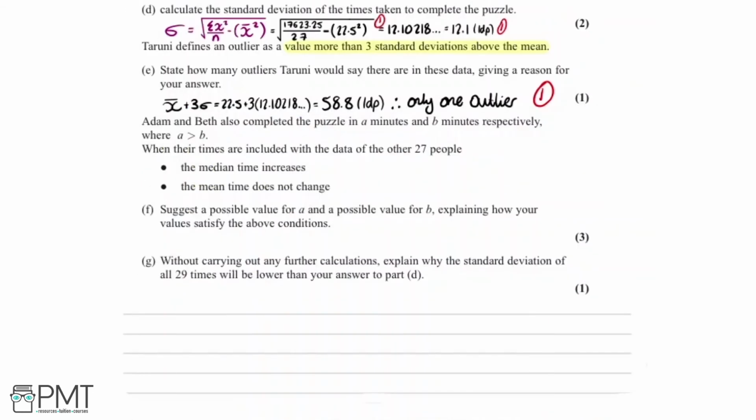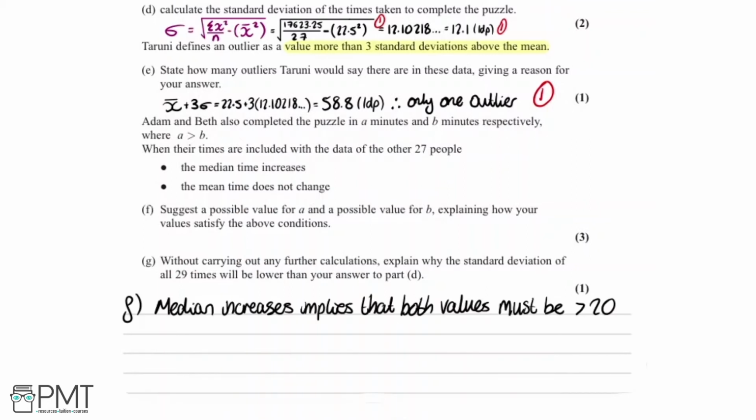So taking a look at the next part, we see Adam and Beth also completed the puzzle in A minutes and B minutes respectively, where A is greater than B. When their times are included with the data of the other 27 people, the median time increases, however the mean time doesn't change. Part F says we suggest a possible value for A and a possible value for B, explaining how your values satisfy the above conditions.